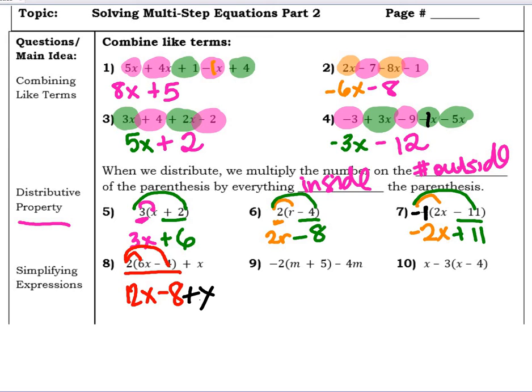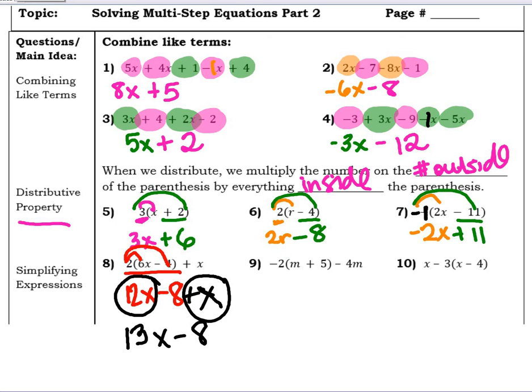Okay, so we've distributed, we've gotten rid of the parentheses. Now, there's some things that we can combine, right? We can combine this 12x and this 1x. Remember, just an x has a 1 in front of it. So we can go ahead and combine those. So 12x and 1x gives me 13x. And then I'm just going to bring that 8 down because, again, there's no other constants for me to combine it with. Okay, so we distribute first and then combine like terms if we can.